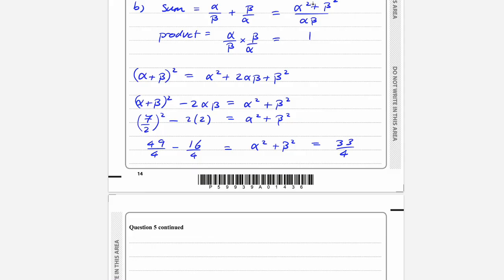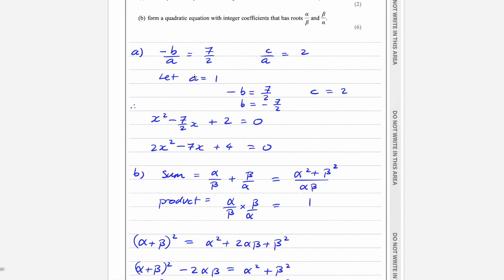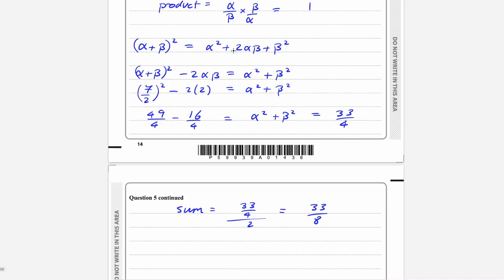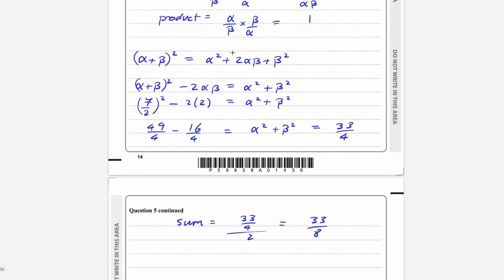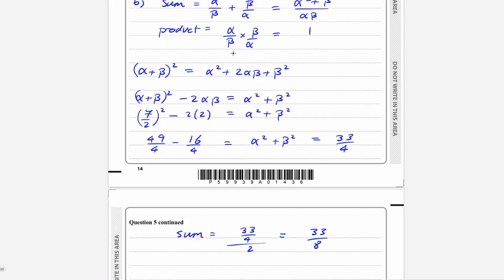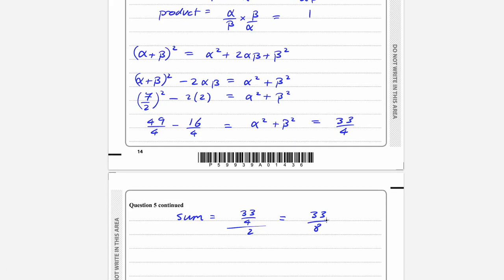Now I'm going to put that in here. So the sum is therefore equal to alpha squared plus beta squared, which is 33 over 4, over alpha beta, which is 2. So this is 33 over 8. That is the sum of the roots. The product of the roots is 1. Does he want integer coefficients? Yes, he does. So same kind of thing, guys. The sum is 33 over 8.